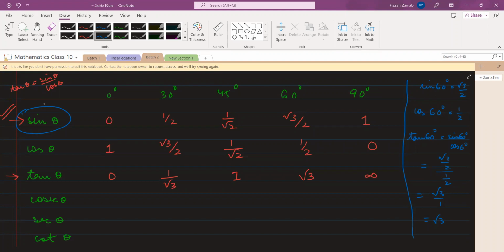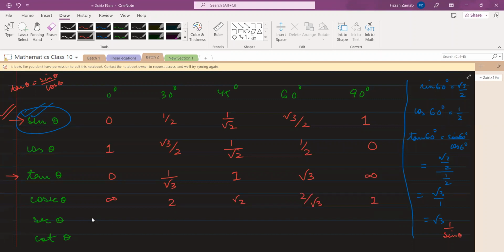So this is important. Please keep this in mind: 0, half, 1 by root 2, root 3 by 2, 1. Anyway, now cosec is 1 upon sine, right? So 1 upon 0 is not defined. 1 upon half, it will become 2. So it will become inverse, okay? Under root 2. So it is 2 by under root 3. 1 by 1 is 1.